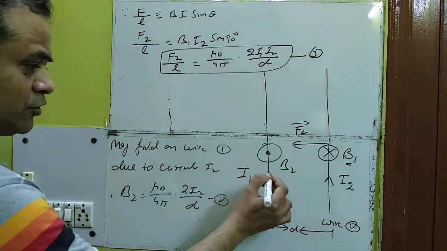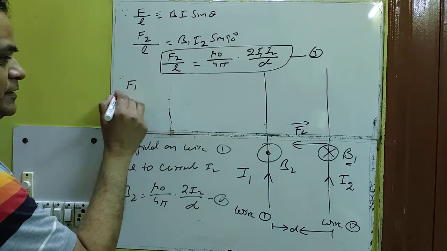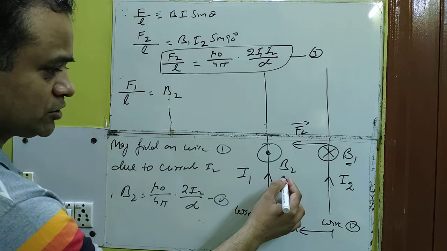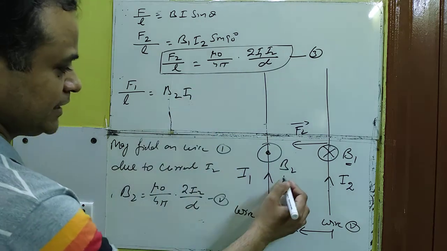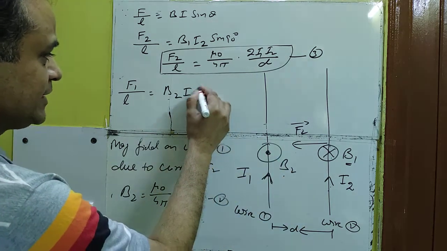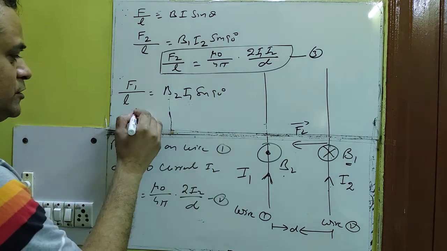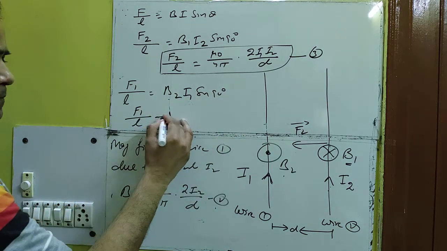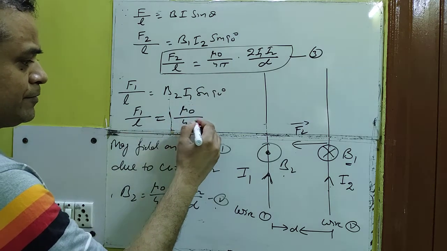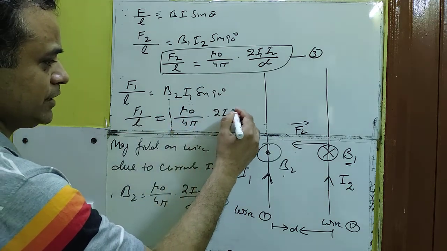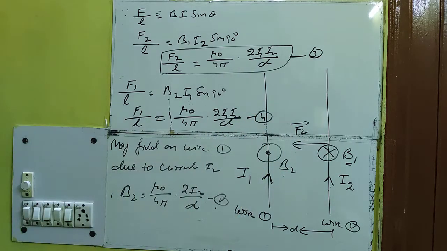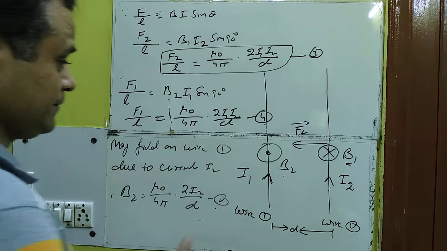Similarly, force on this wire. That means F1 by L is equal to B2, because magnetic field is B2. Current is I1 and angle between magnetic field and current is again 90 degree. So we can write B2, put the value of B2 here: mu naught upon 4 pi 2 I1 I2 by D. Equation number 4.